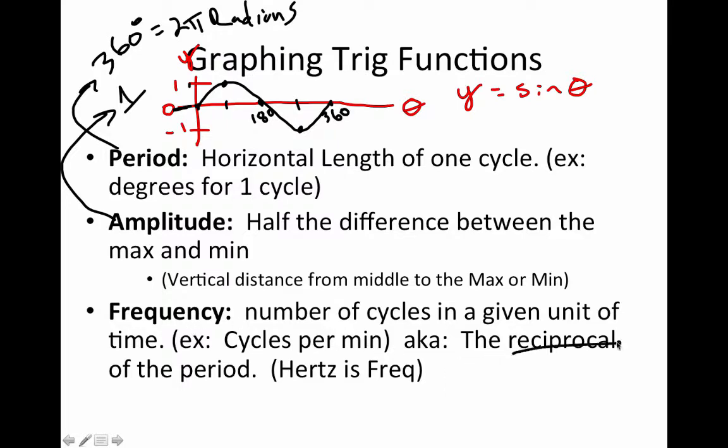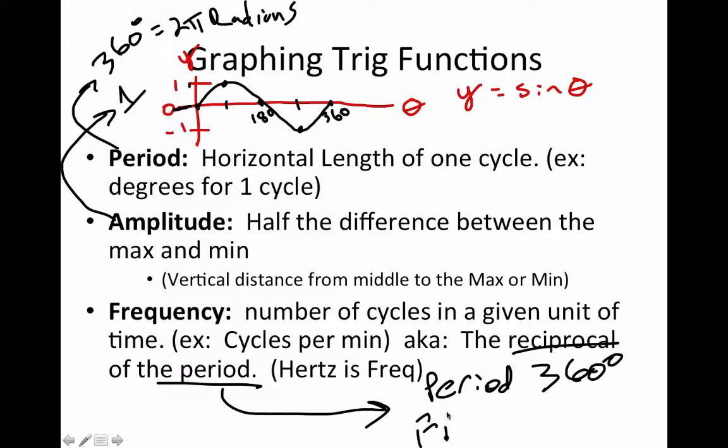Frequency is the number of cycles in a given unit of time, the reciprocal of the period. So if I'm talking about a period of 360 degrees, then the corresponding frequency is 1/360th of a degree. It's just the reciprocal. Flip it over. We're going to do a couple of problems in hertz, not the car rental.